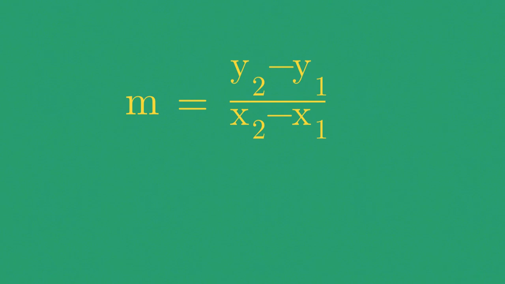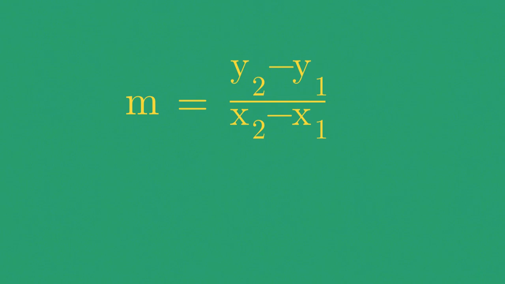M is equal to, and the way that we read this is y sub 2, sub meaning that little number's down, not like an exponent, but it's down below. So y sub 2 minus y sub 1, and that is a fraction bar over x sub 2 minus x sub 1. Okay? So as far as the formal official slope formula, this is it.